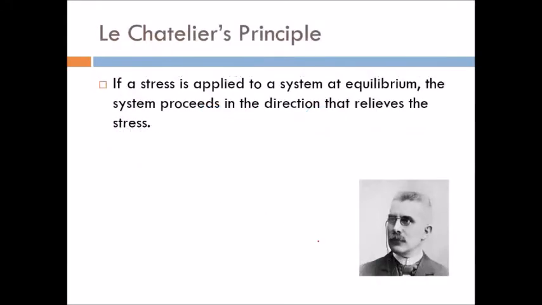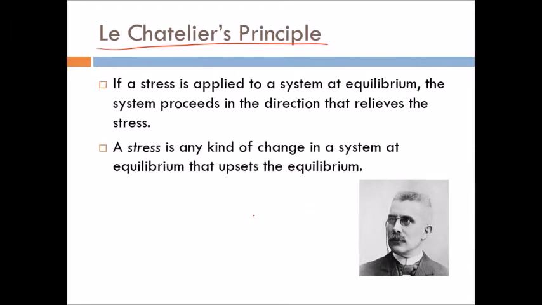Now, if a stress is applied to a system at equilibrium, the system proceeds in the direction that will relieve the stress. This is Le Chatelier's principle, and he's a French guy. Basically, you apply a stress to the system, and it's going to move in a direction to reestablish equilibrium. Go back to K equals products over reactants. It wants to reestablish this ratio. So it's going to keep going back and forth until it gets back to that K ratio value, that given amount of product over reactant.